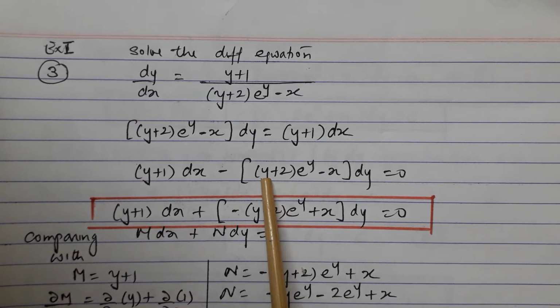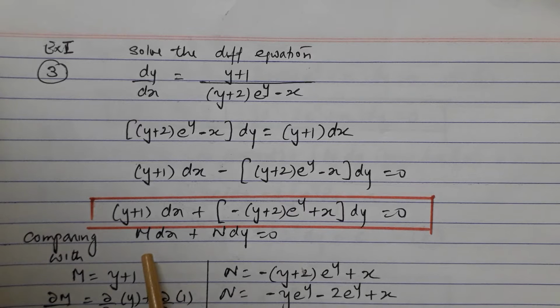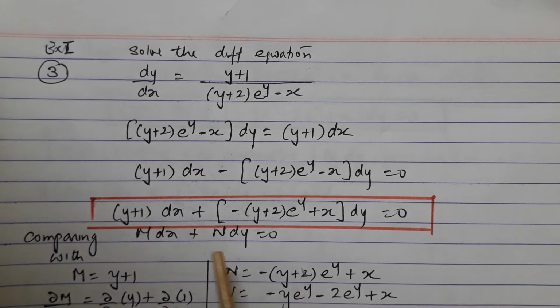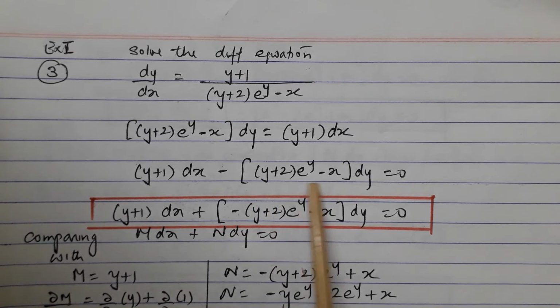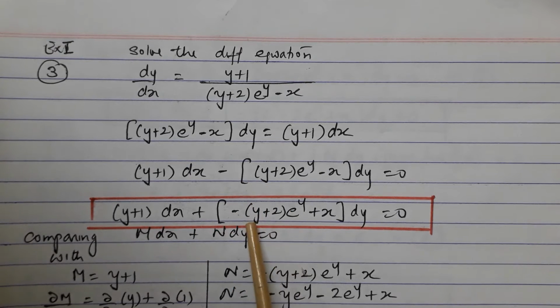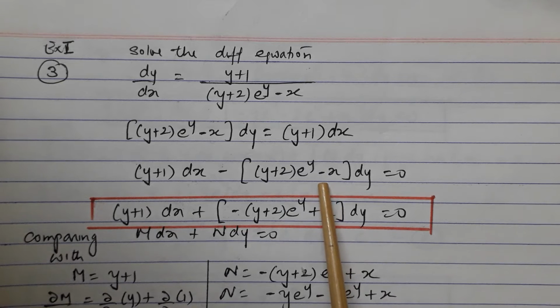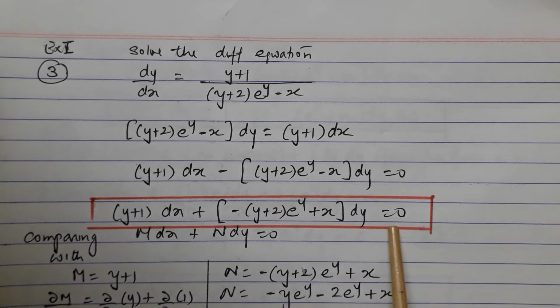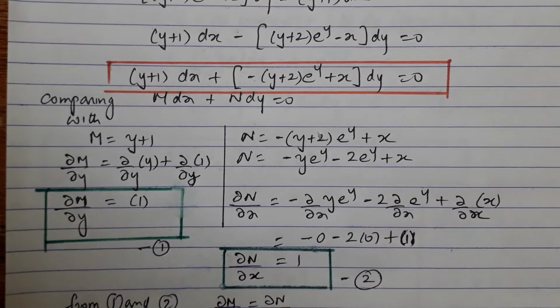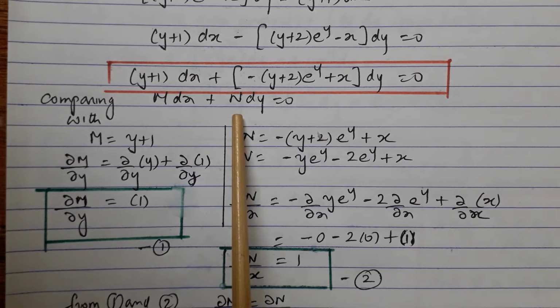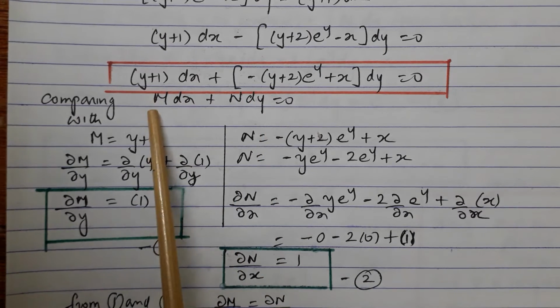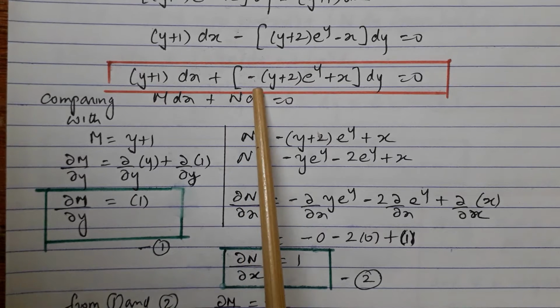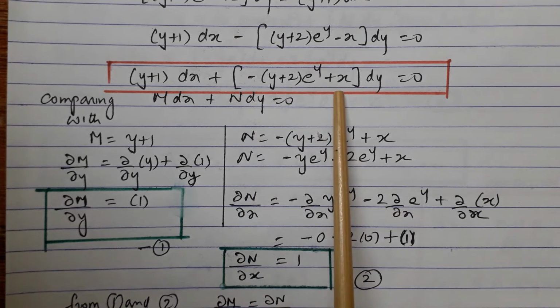Now let us take the negative sign inside so that we can write it in the form M dx plus N dy is equal to 0. So when we take the sign inside, every term will change its sign. So this would be plus into bracket minus (y plus 2) e raised to y, the minus x would become plus x, dy is equal to 0. Now the equation is in the form M dx plus N dy is equal to 0, where M is y plus 1 and N is minus (y plus 2) e raised to y plus x.